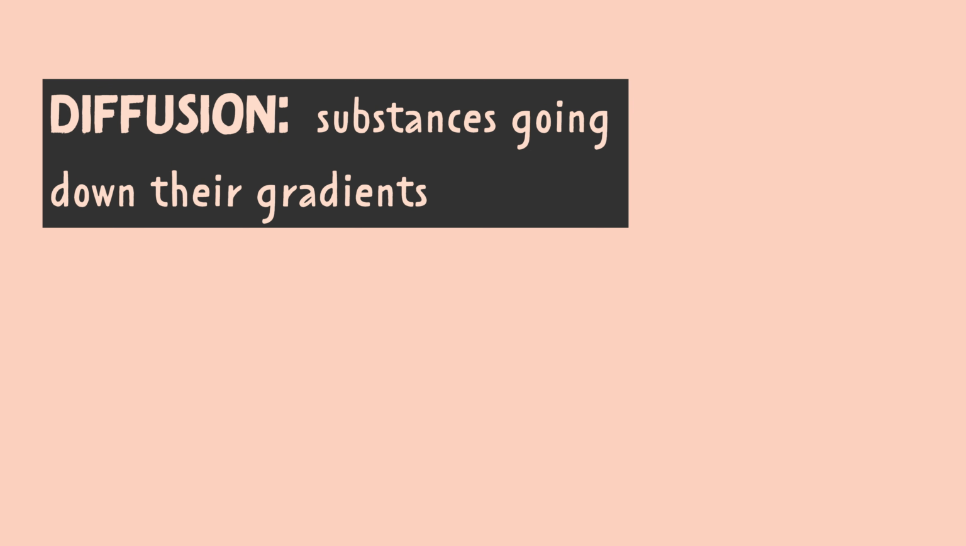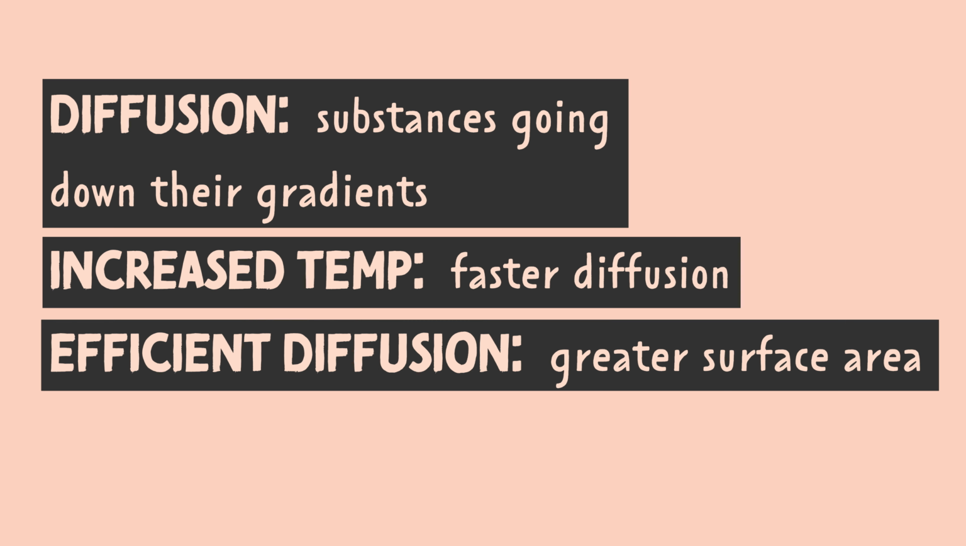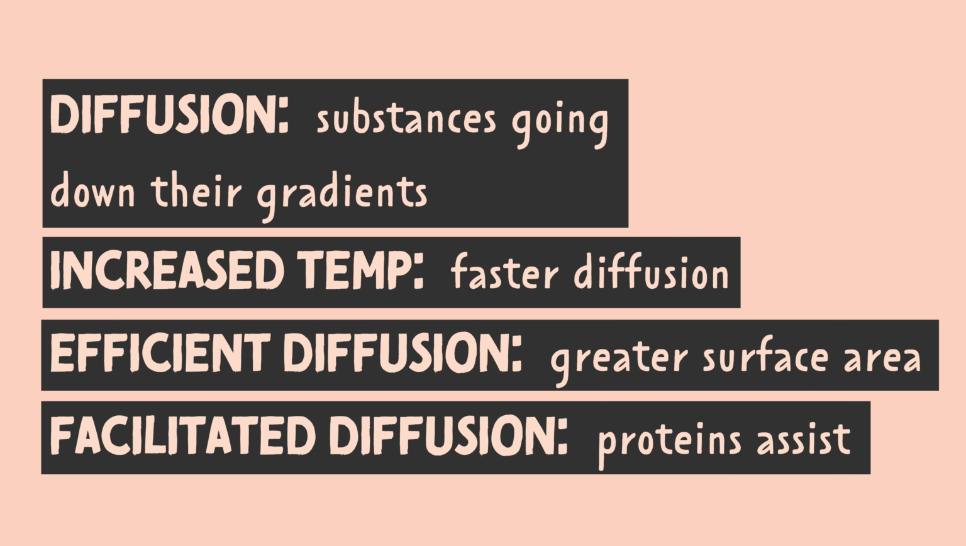And that's it. So just to recap, we have diffusion as substances going down their gradients, temperature speeding up the rate of diffusion, cells remaining small in order to have enough diffusion occur, and facilitated diffusion involving proteins to assist, in contrast to simple diffusion.